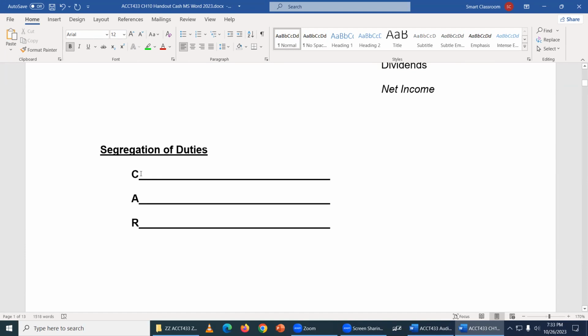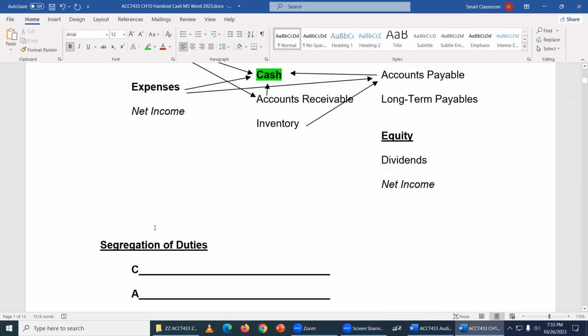Okay, segregation of duties. One of the things that's important we'll talk about is the controls over it. So these are the internal controls, and we'll say for cash in this instance. Segregation of duties. We remember it by CAR.